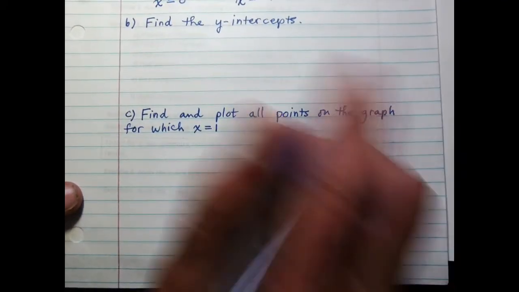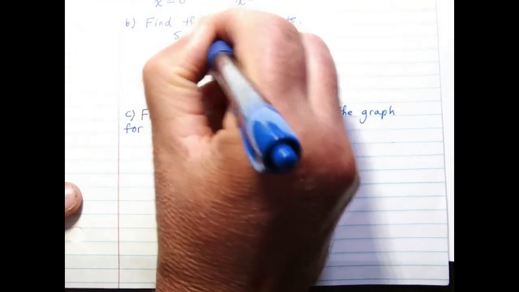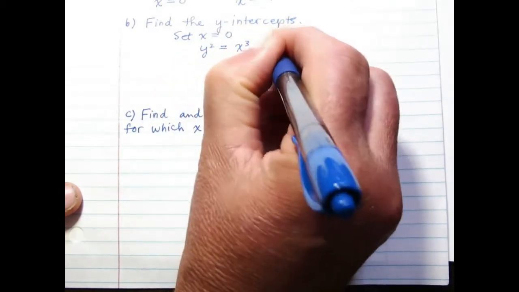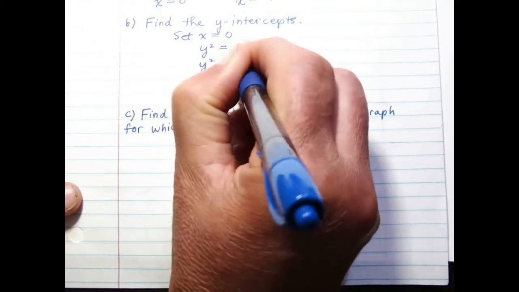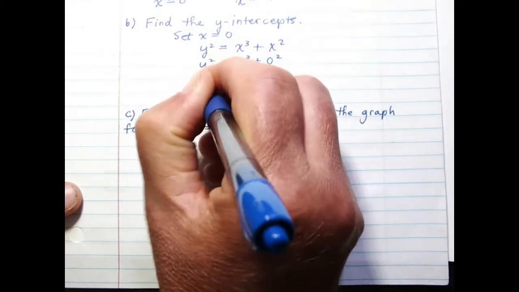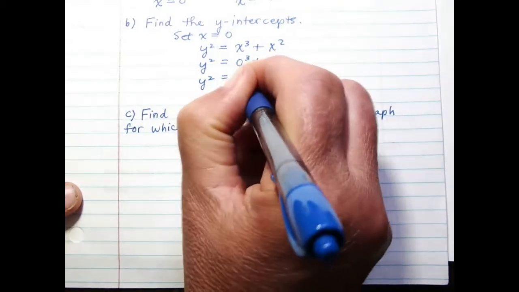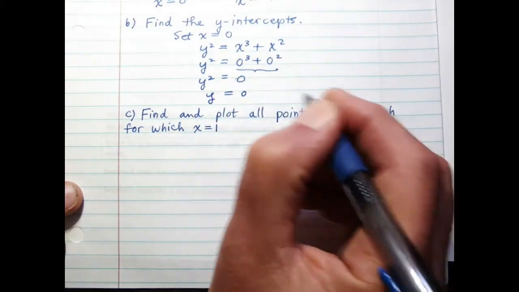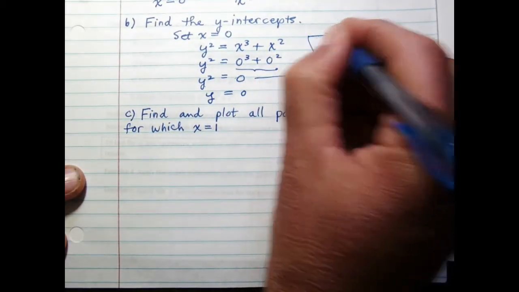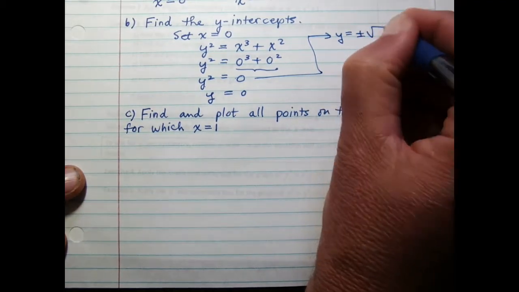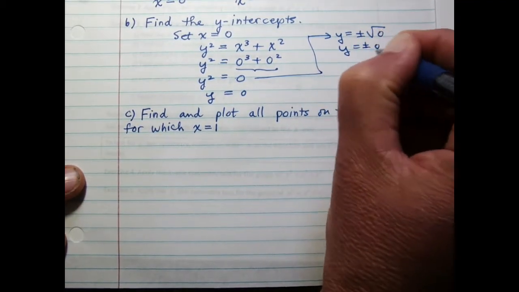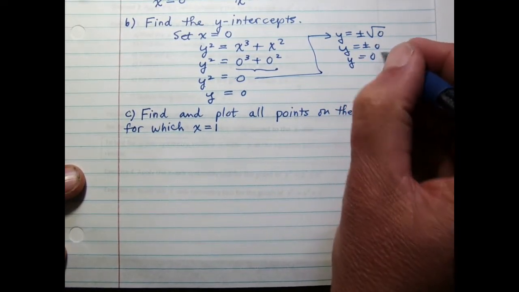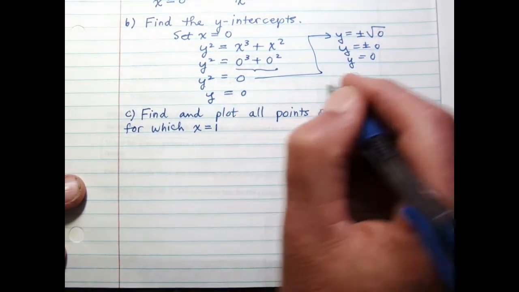Let's find y-intercepts. If I set x equal to 0 in this equation, recopy: y squared equals 0 cubed plus 0 squared. Well, everything on the right-hand side is 0. I have y squared equals 0. That can only happen if y is 0. I mean, if you want, you could write y equals plus or minus the square root of 0. But there's no such thing as plus or minus 0, it's just 0. You don't have to write all that down. There's just one solution, y equals 0.